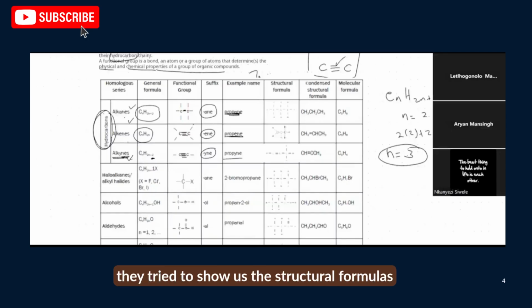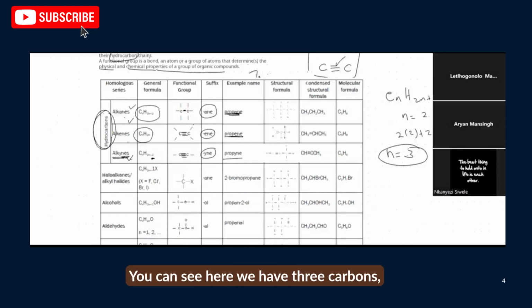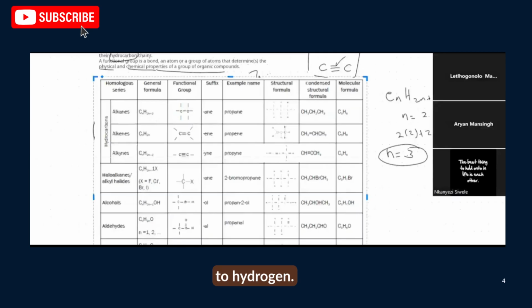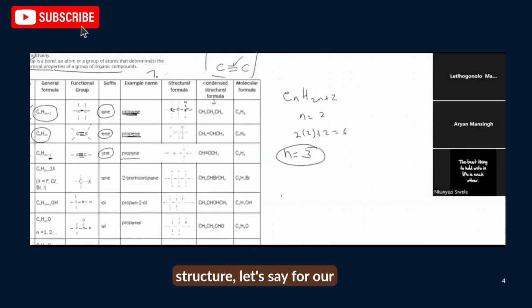Over here, they try to show us the structural formulas of these hydrocarbons. You can see here we have 3 carbons, and we only have single bonds between the carbons, and everything else is just an attachment to hydrogen. This here is an example of what a condensed structure is going to look like. So now when we write a condensed structure, let's say for our propane, which has 3 carbons, and everything else is a hydrogen.